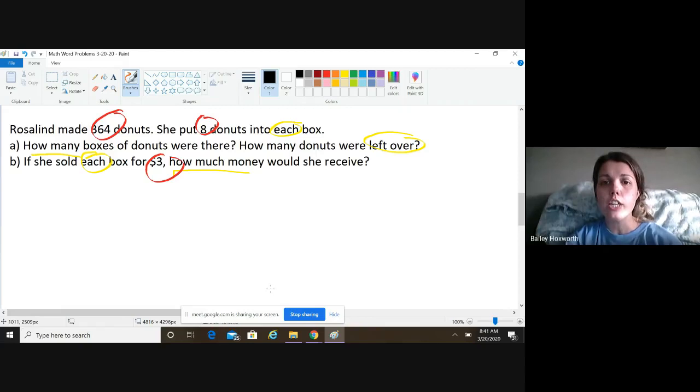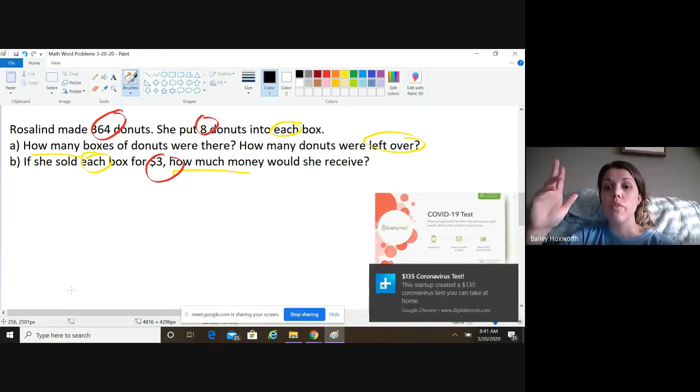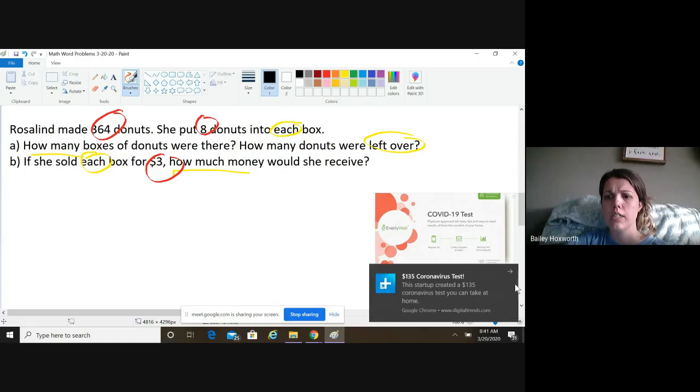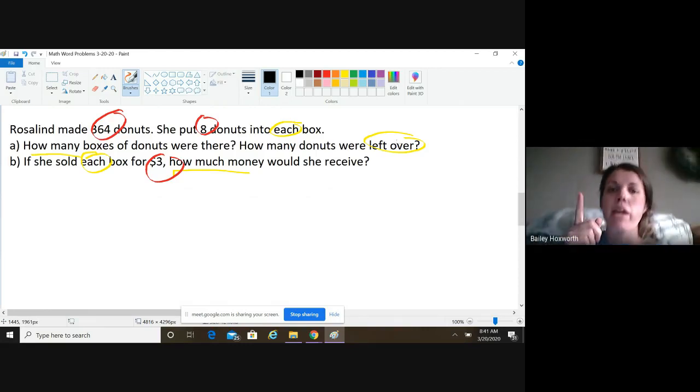The word each tells me I can be multiplying or dividing, but I already have a total. I know that she's made 364 donuts already. So I have a total. So that means, oh, sorry guys, got some random stuff popping up over here. So that means I need to be dividing. And that leftover is another clue. What's the leftover talking about when I divide? Good. The remainder. Good, good, good.